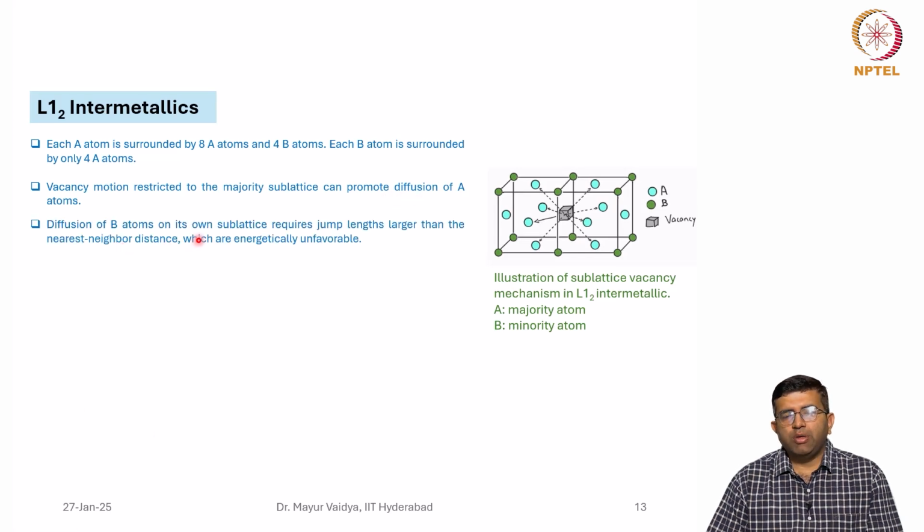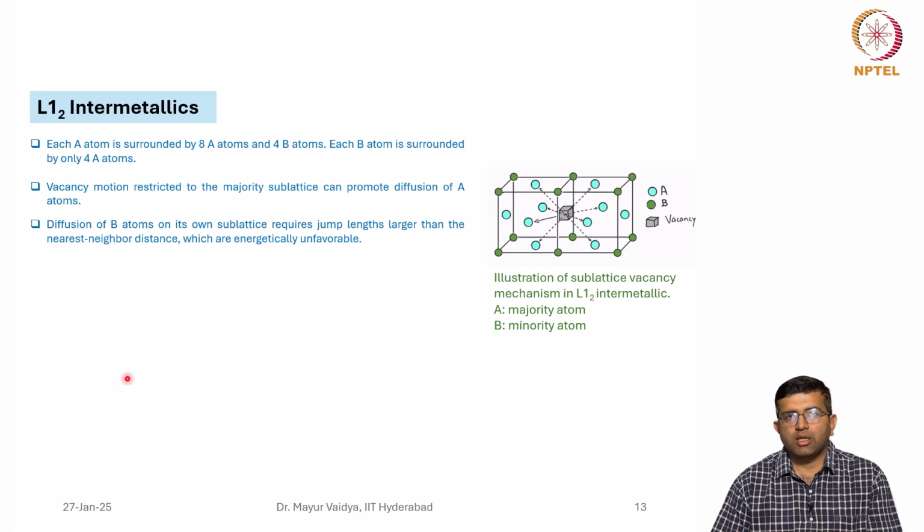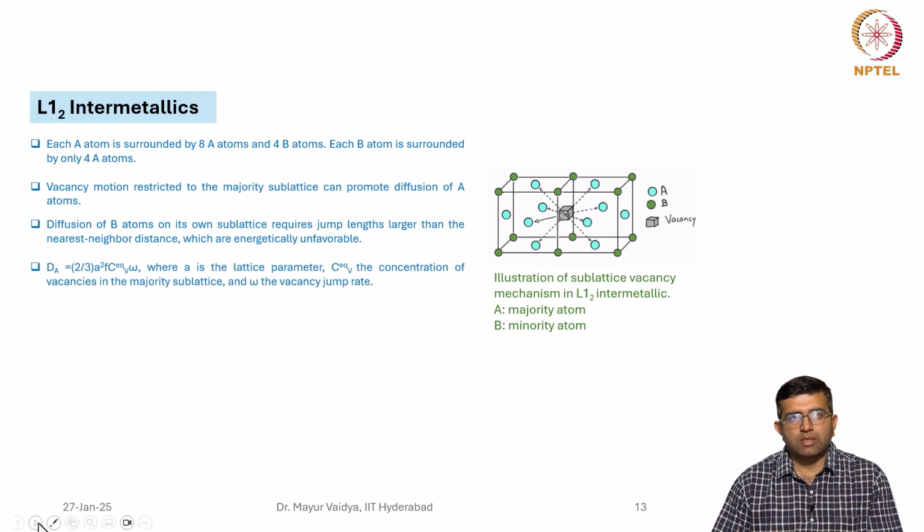So, the diffusion of B on its own sublattice requires jump lengths larger than nearest neighbor distances, which are energetically unfavorable. So, for example, A can do that because there are a lot more A atoms than B atoms, but for B to diffuse in its own sublattice requires jump lengths which are larger than the nearest neighbor distances.